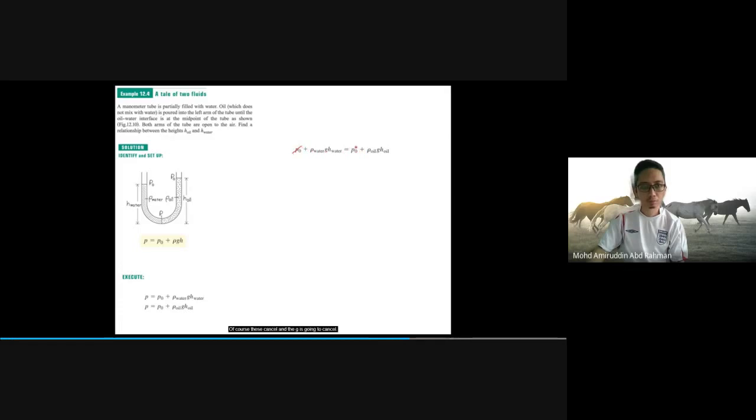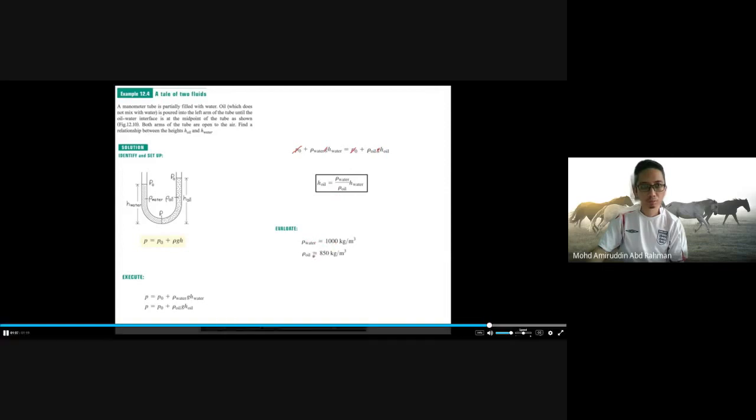Of course, these cancel, and the g's are going to cancel. I can now solve for the height of the oil as a function of the height of the water. The density of water is about 1,000, the density of oil about 850, so oil is less dense than water, so the height of the oil has to be greater than the height of the water, as shown in the diagram. And this ends example 12.4.